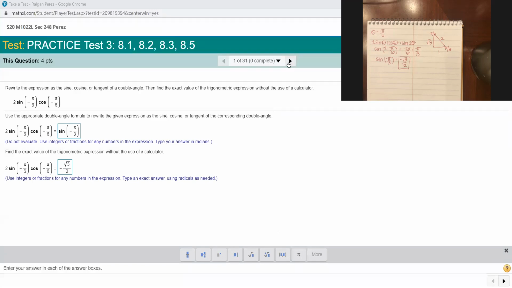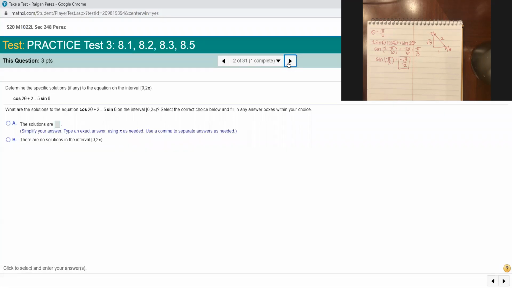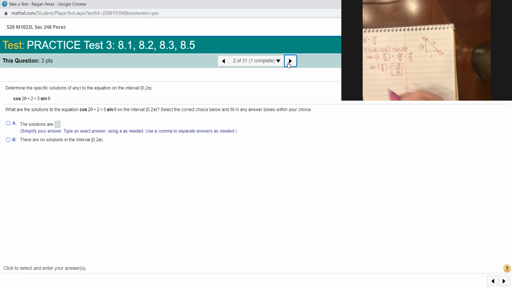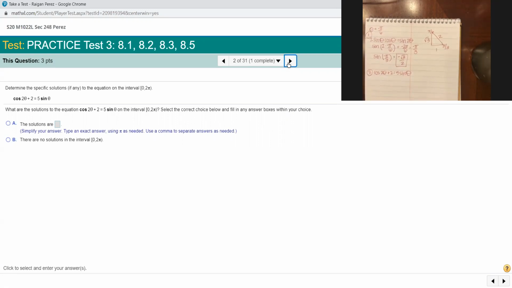Okay, let's go to the next question. Question number 2: determine the specific solutions, if any, to the equation on the interval. So we've got to solve this problem. Cosine of 2 theta plus 2 is equal to 5 times sine theta. They're not the same trig function, so I'm going to have to rewrite one of them, and I'm going to get my formula sheet back out.